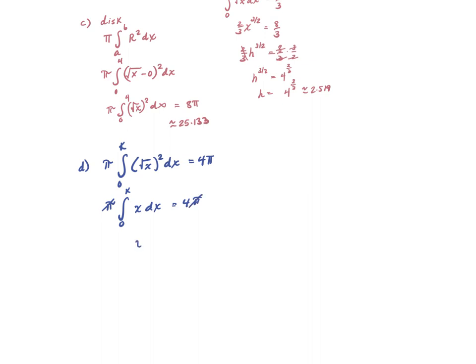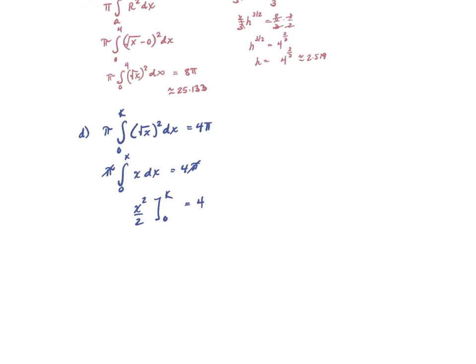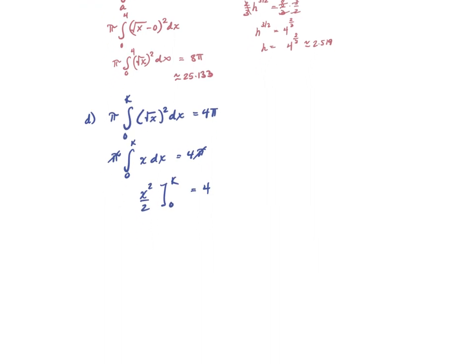We're going to integrate, you get x squared over 2, and we're going to go from 0 to k, equal to 4. So we could say k squared over 2 minus 0 over 2 equals 4. We get k squared equals 8. So k is equal to the square root of 8.